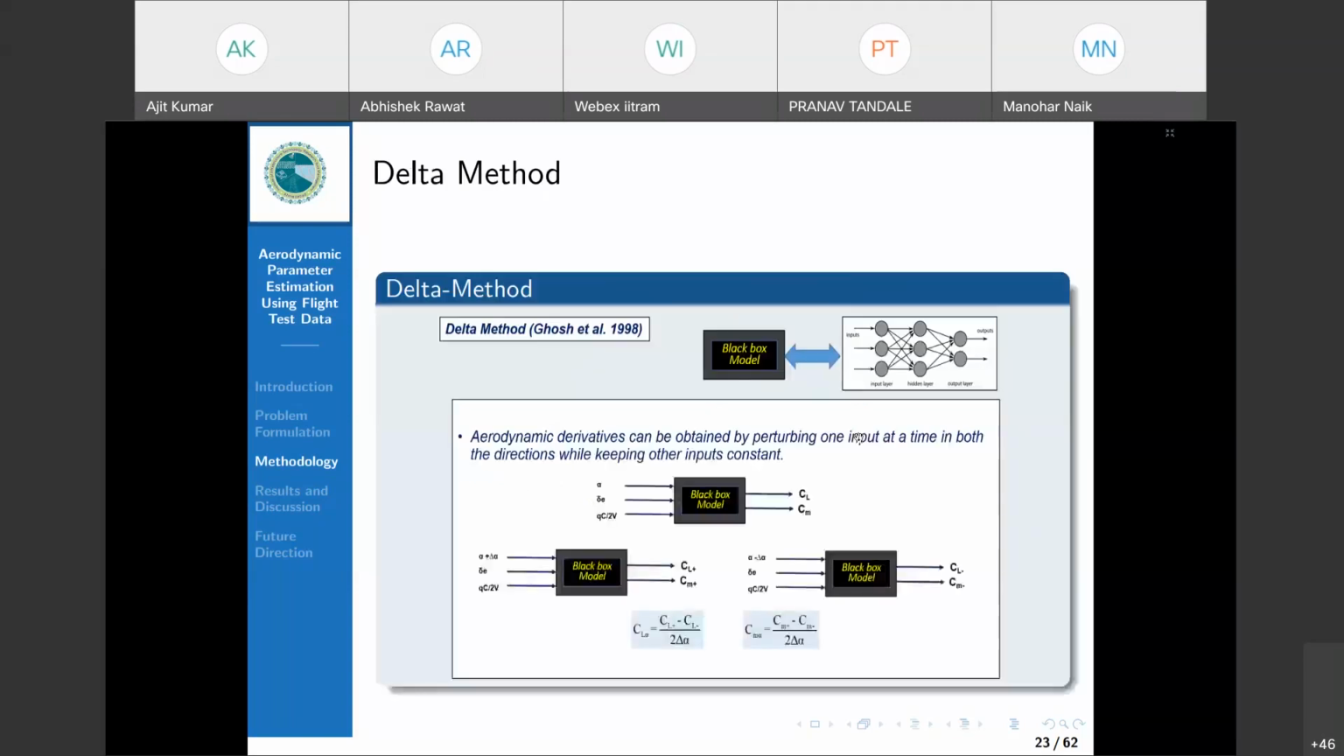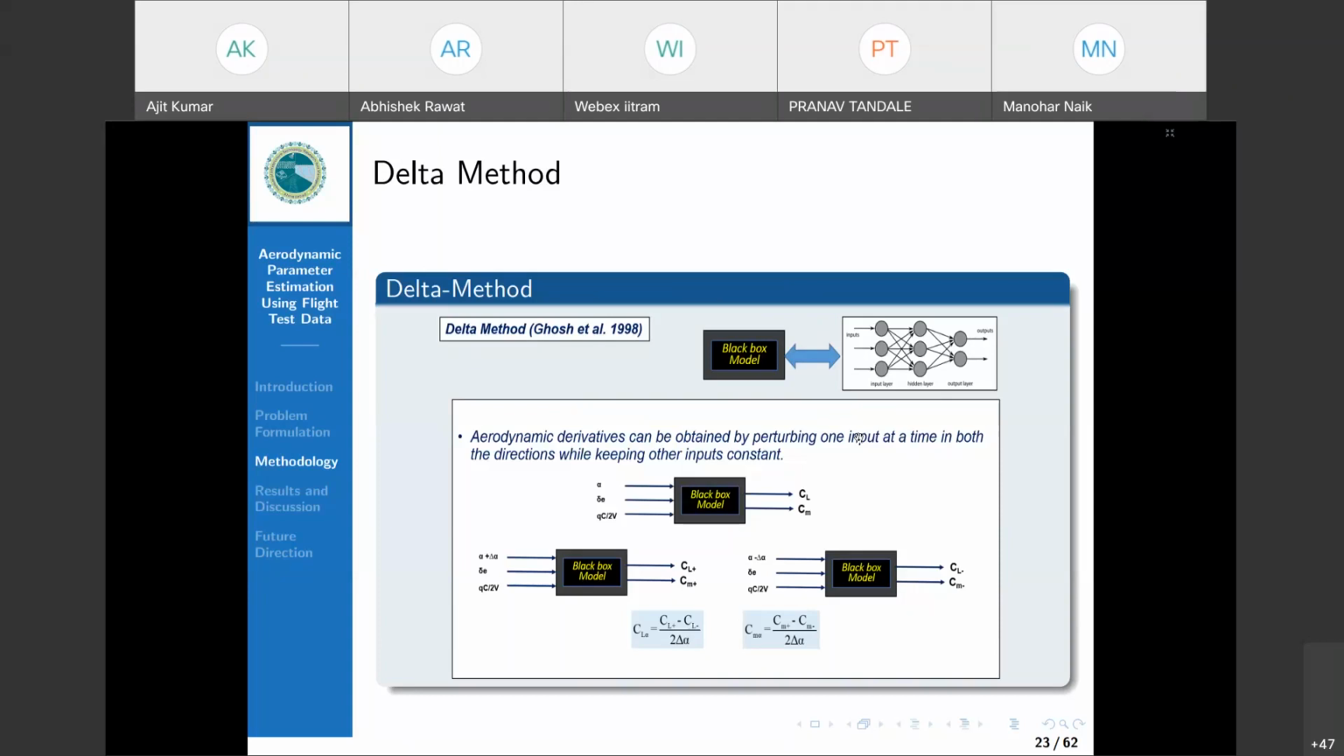So now we will try to see one by one. Throughout this presentation, I'll be talking about these three methods: delta method, ANFIS delta method, and GPR delta method. Let's start with the delta method. The delta method was proposed way back in 1998 by Professor Ghosh and his then supervisor Professor I. Singhania, who was also one of the renowned researchers in the domain of aerospace engineering.